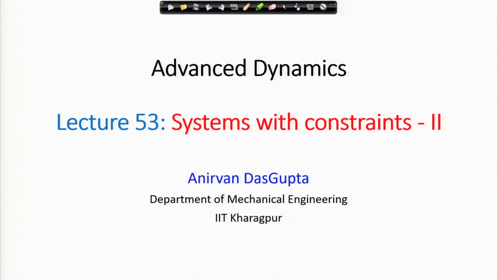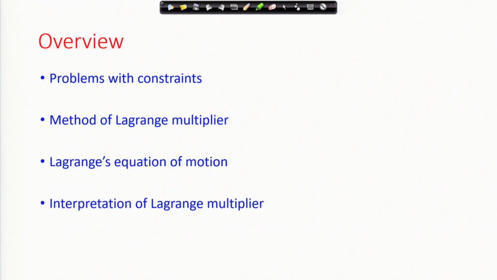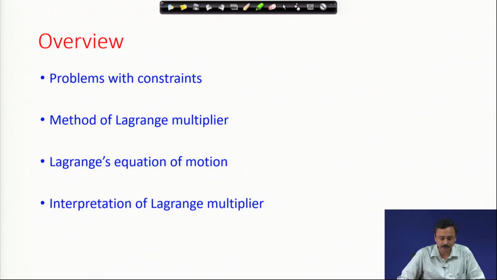In the last lecture, we had started discussing systems with constraints. We will continue that in this lecture as well. We had looked at the method of Lagrange multiplier to deal with constraints in our Hamilton's principle, and we have seen how to derive the equations of motion for systems with constraints. In this lecture, I am going to discuss the interpretation of the Lagrange multiplier that we have found.